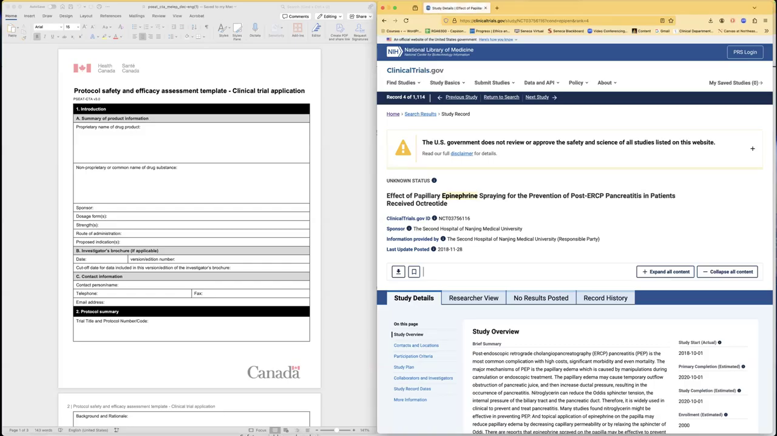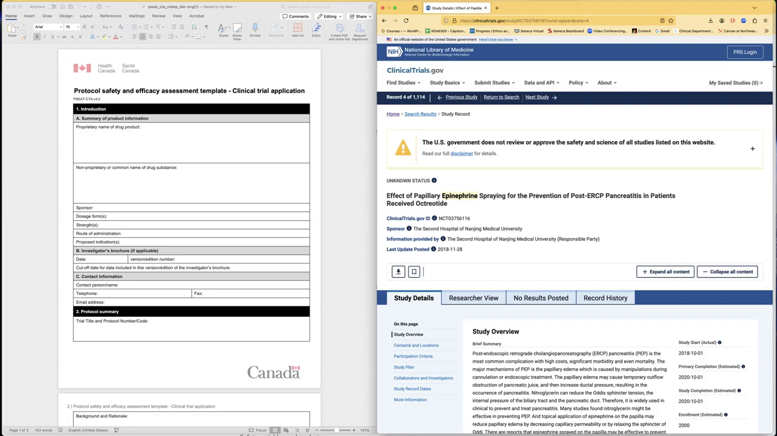How to complete a PSEAT form for Health Canada. We're talking about the Protocol Safety and Efficacy Assessment template for a clinical trial application, or CTA, that we have to prepare and send to Health Canada for approval. A CTA, again, as we know, is an application to have the authorization to test a new drug in humans.